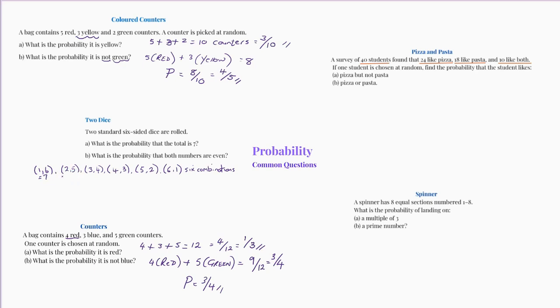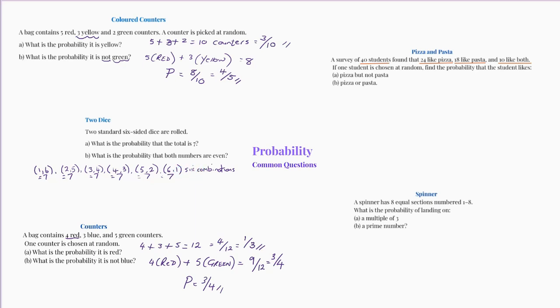2 and 5 equals 7. If we roll a 3 and a 4, that will equal 7. If we roll a 4 and a 3, that's a 7. 5 and a 2 is 7. 6 and a 1 is 7. So those are the total combinations when you're rolling dice. Okay? So we've got 6 combinations. There aren't any other ways you can roll a dice that equals 7. So what is the probability that the total is 7?